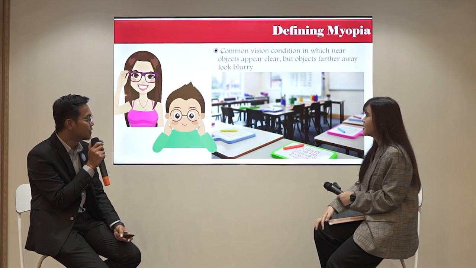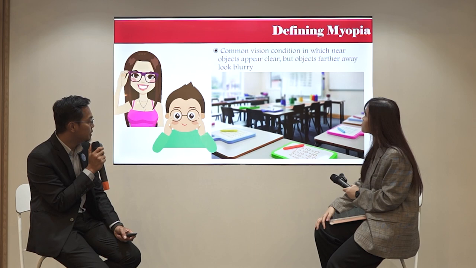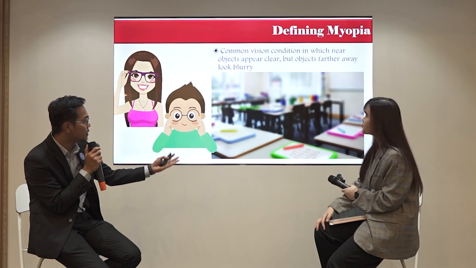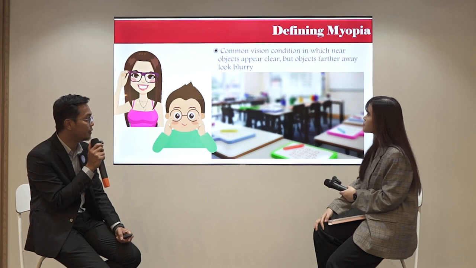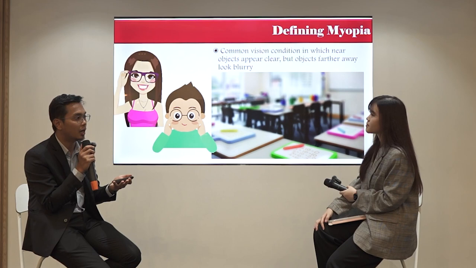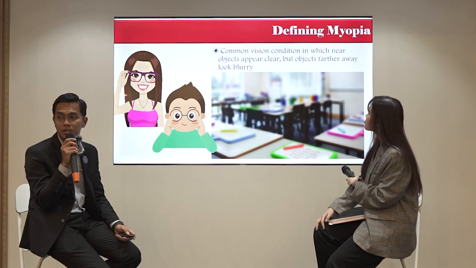But as the power increases, you can see the image becomes more blurry, and even the short distance starts to become blurry. This is a simulation when you have about -6 diopters, -600. When you have this high power, normally your near focus is also very near. You have to look really close to see the image clearly. Okay, so now we go to the prevalence.